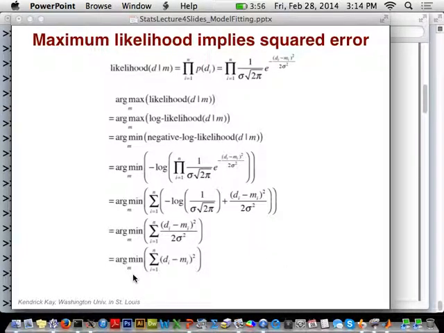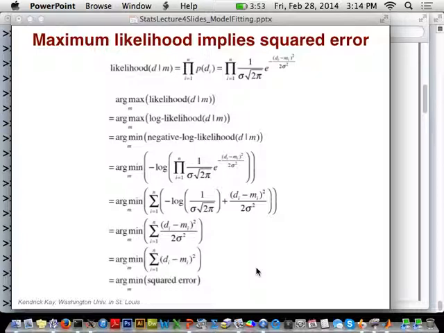Now our answer will be the model, the M, that minimizes this thing in the middle. That should look familiar. That's just the sum of all the residuals squared, or the sum of all the squared residuals. And so we can just say squared error.